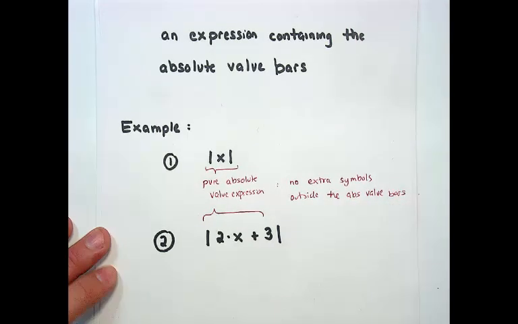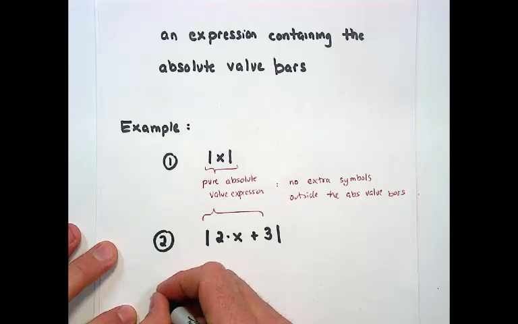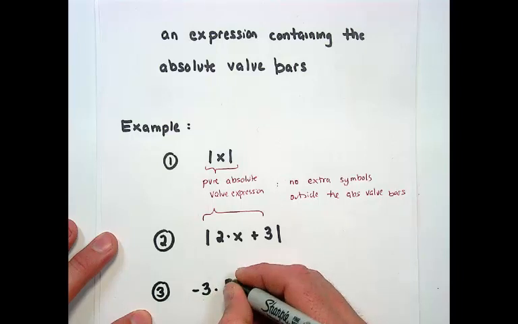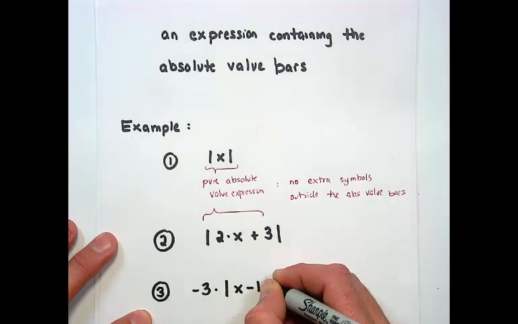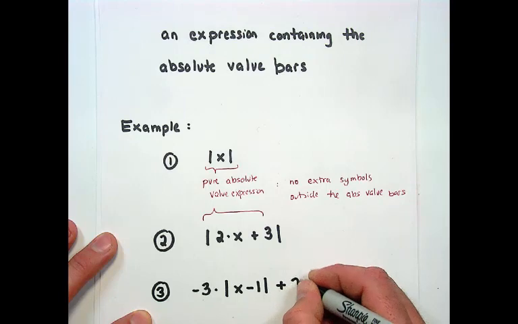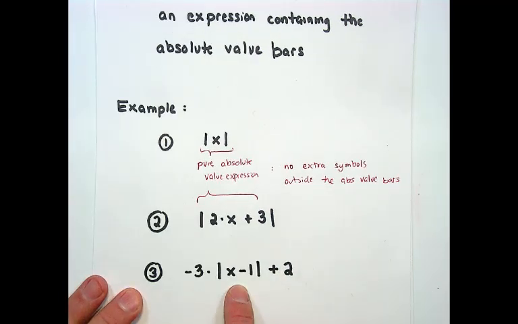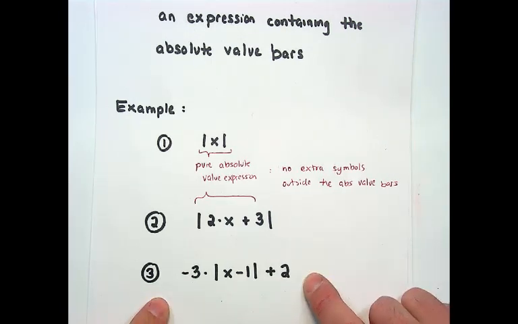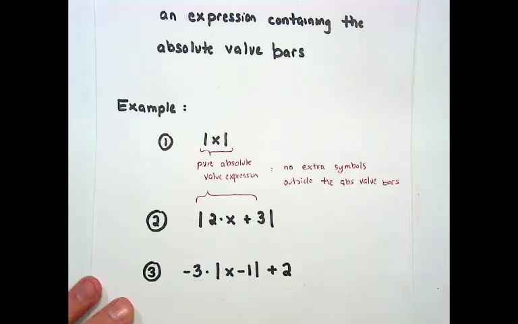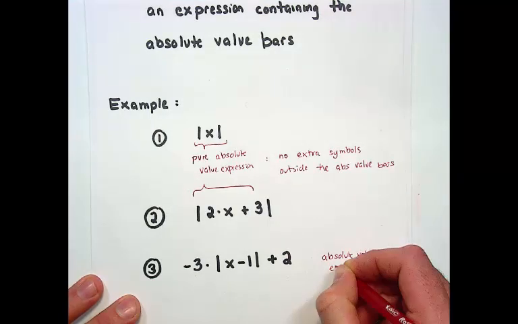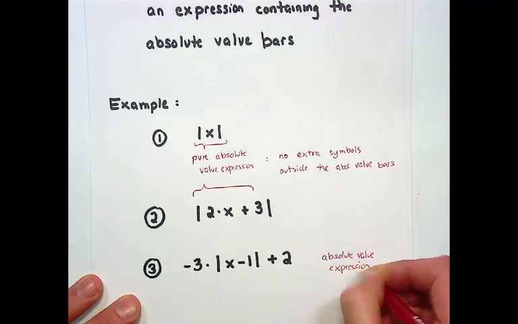Let's take a look at an impure or complicated absolute value expression. Perhaps we had something like negative 3 times the absolute value of x minus 1 plus 2. This is not a pure absolute value expression. It is an absolute value expression though, right? Because 1, there's no equal sign, and 2, the absolute value bars show up. So this for sure is an absolute value expression, but it's not pure.